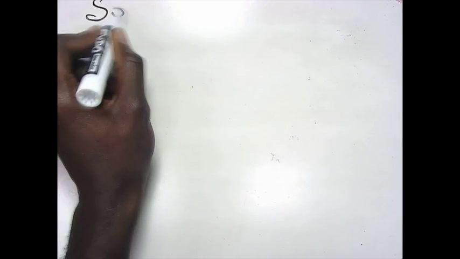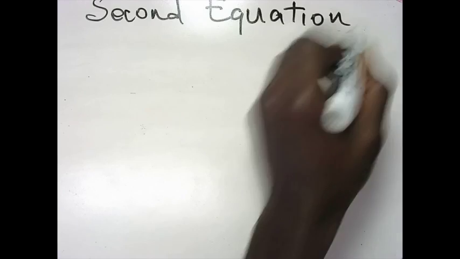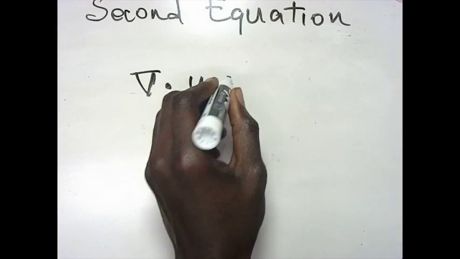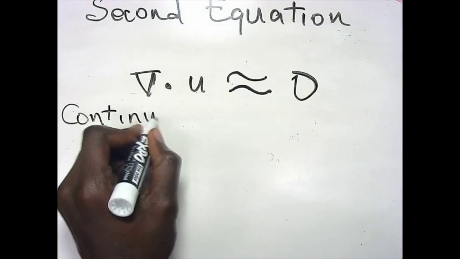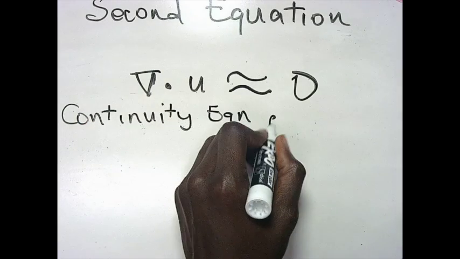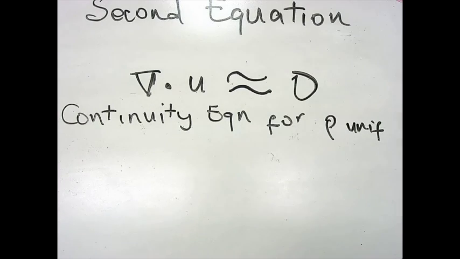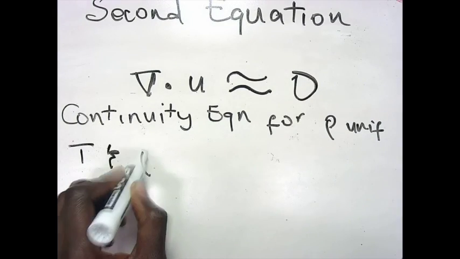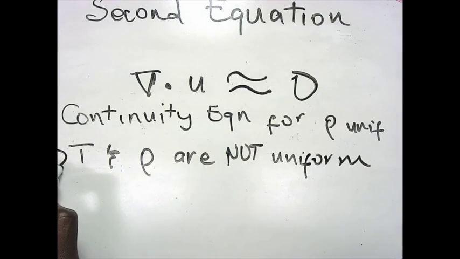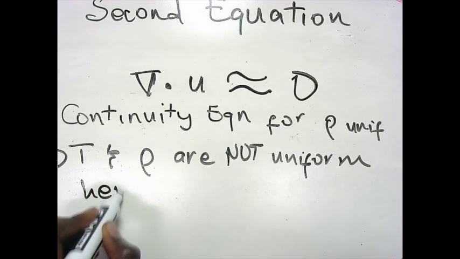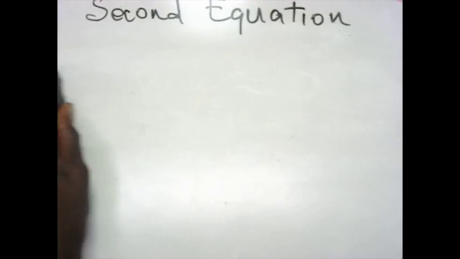For the second equation, we have that del dot u is approximately 0. This is because for a fluid with a uniform density, del dot u is actually 0. But in this case, as previously covered, temperature and density are not exactly uniform, hence the need to approximate it as 0, because the changes still really make a difference.